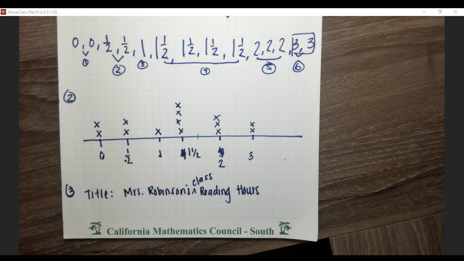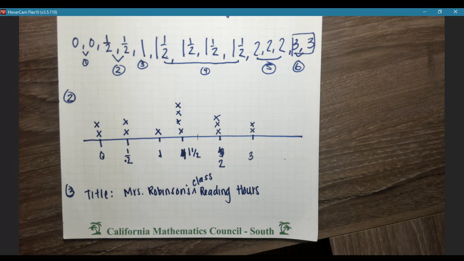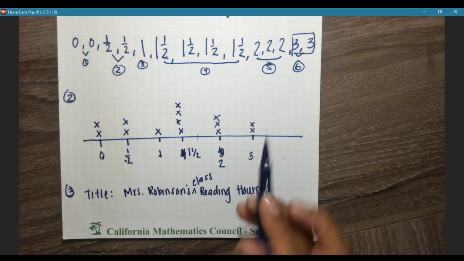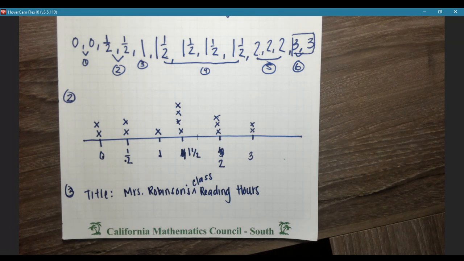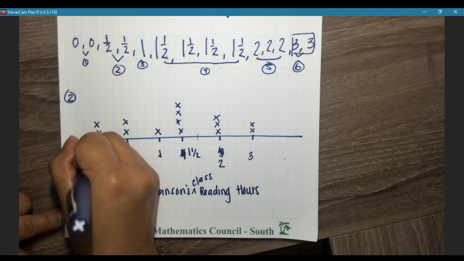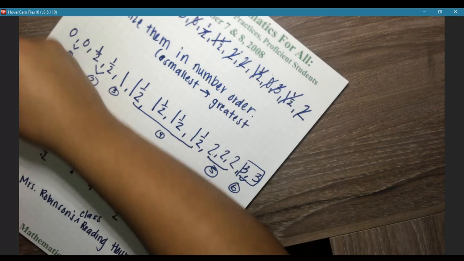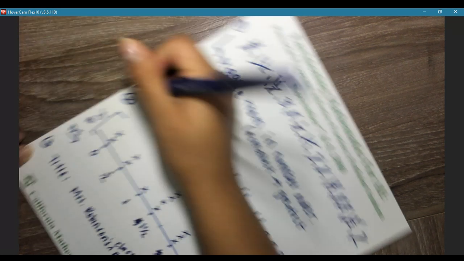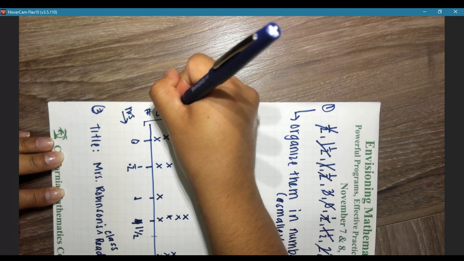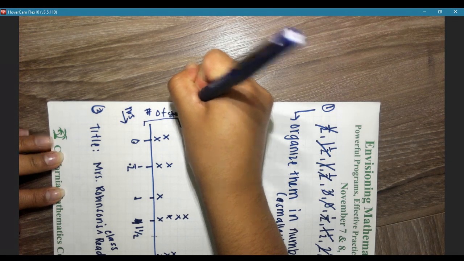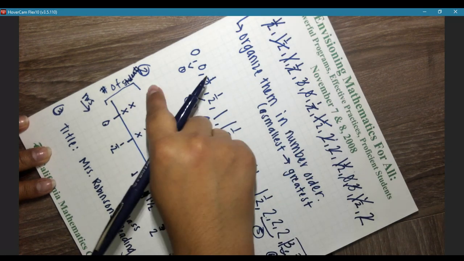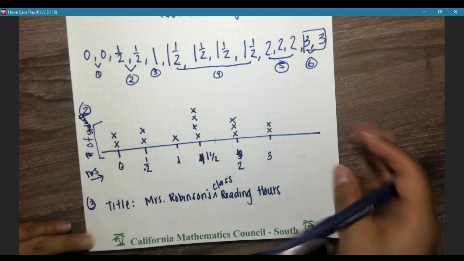So one of our questions might be, how many students read, let me go back to it. How many students read for 2 hours during the school day? So you would go back to your line plot and you would count 1, 2, 3 students, right? So this part right here represents the hours, and then this part right here represents the number of students. Okay, so it's better for us to understand that these are representing different parts.